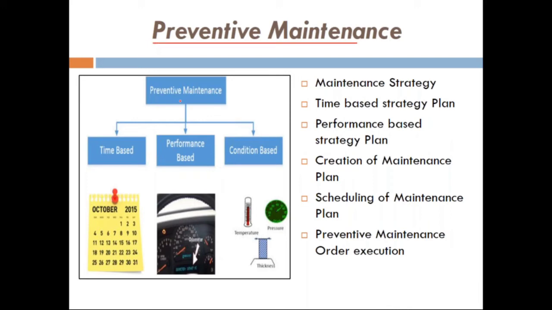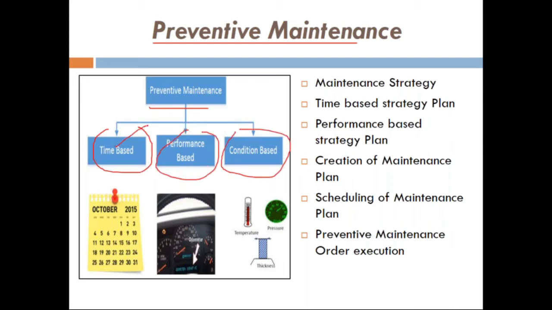Even though your equipment and machines are in working condition, periodically they will do the maintenance activity to ensure there are fewer breakdowns and the machine works in optimum, good condition, not giving frequent breakdowns. Here in preventive maintenance, we have three types: time-based, performance-based, and condition-based.